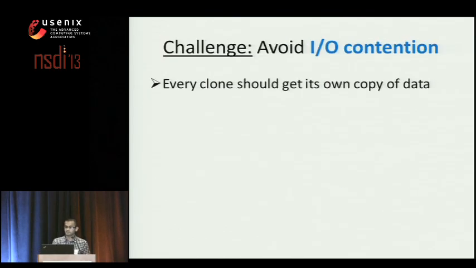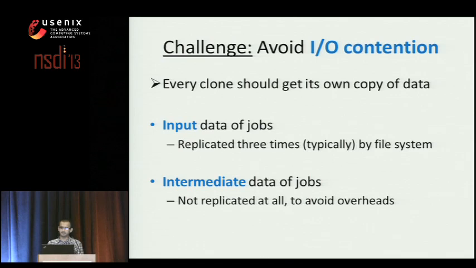And so one of the main challenges in doing so is to avoid I/O contention, which is specifically that every clone should get its own individual copy of the data to read from. This data is either something that's read from the distributed file system, which we call the input data, which is typically replicated, or intermediate data that is passed between the tasks in a job. Intermediate data, of course, is not replicated at all. There is only one copy, and this is to avoid overheads.